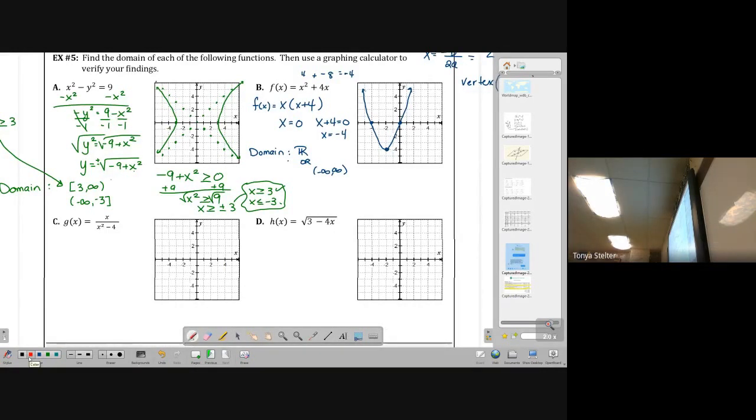All right, the next one, this one will have some restrictions because we have a denominator. So the first thing you want to do when you see this is you want to factor the bottom. So this is a sum difference, so this will be x plus 2, x minus 2. So that results in 2 restricted x values. X can't be -2, and it can't be +2, because if we plug either of those in there, we get a 0 in the denominator.